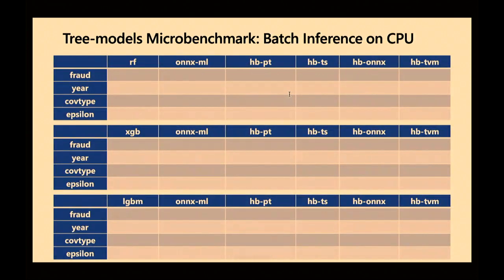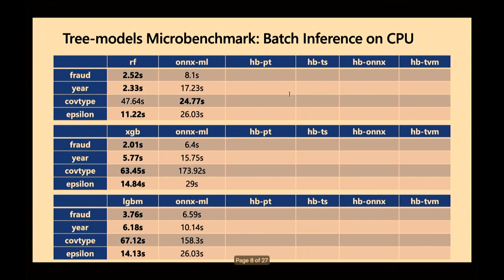Here I'm going to show three tables, one for each algorithm. The first table contains the random forest numbers, the second the XGBoost numbers, and the third the LGBM numbers. Then we have the different datasets and the different targets. If the target starts with HB, this is our compiler output. So HB PT is Hummingbird with PyTorch, and then TS for TorchScript, ONNX, and TVM. Okay, so let's start to see some numbers.